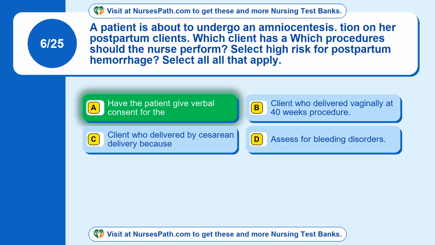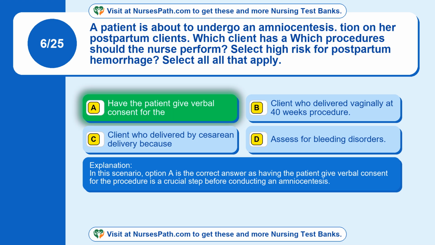The correct answer is option A. Have the patient give verbal consent for the procedure. In this scenario, option A is the correct answer as having the patient give verbal consent for the procedure is a crucial step before conducting an amniocentesis.